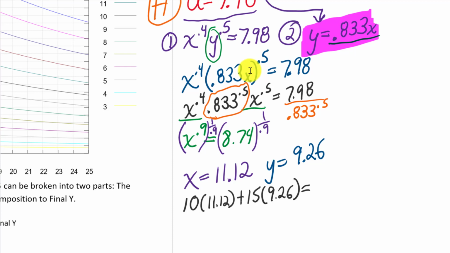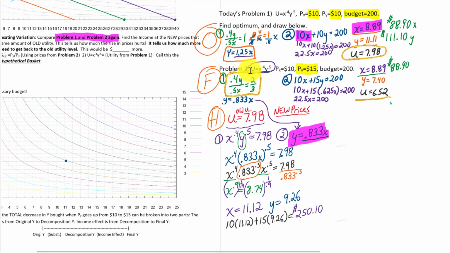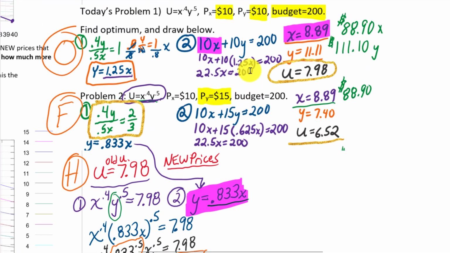Pause the video. So I'm getting about $250.10. And again, if you round it a little differently, that's fine. We don't have to be within the penny, but you ought to be within about 10 cents or so at least. So what I want to do here is graph 3 budget lines and the 3 solutions that we have. The original, the final, and the hypothetical solution.